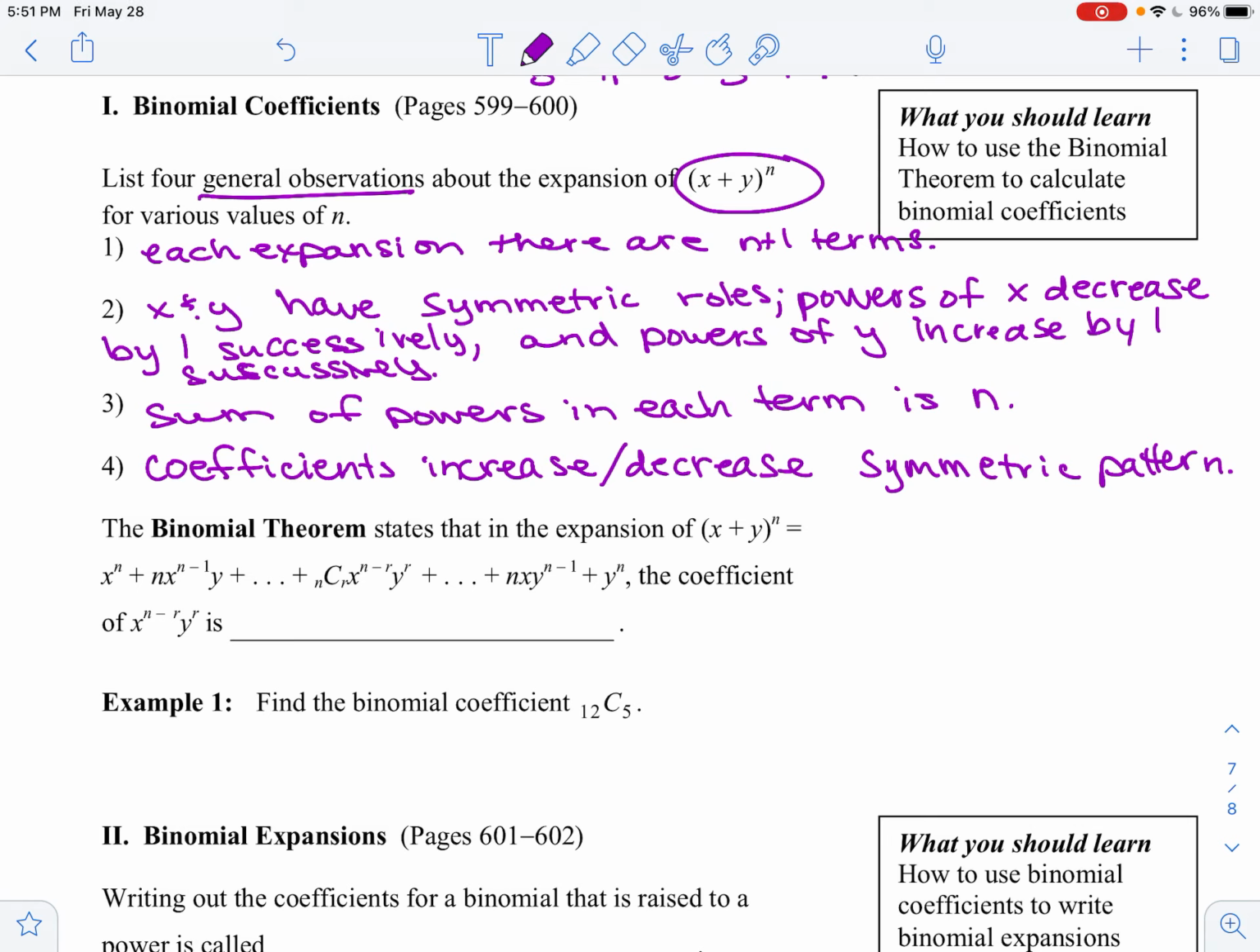Okay, so here's the deal. The binomial theorem states that the expansion of x plus y to the nth power, we can say, okay, well, it's got this first power of x to the n plus n times x to the n minus 1 times y, and so on. Or we can put it in this formula, that it's some number combination of taking r things at a time. This is called a combination that you might have seen before if you studied statistics or probability. And the way that we label this is n factorial, which we learned, over n minus r factorial times r factorial. That's a lot of factorials, right?